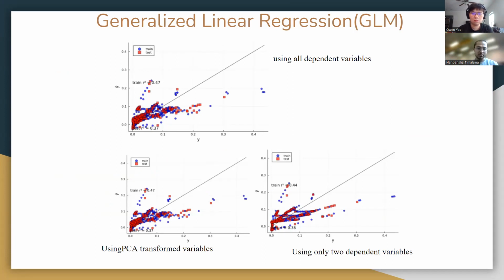So we tried normalizing and PCA transformation to get rid of autocorrelation, and we still couldn't improve the efficiency of the model too much. And we also tried getting rid of some independent variables manually, and only used two, and the result was pretty similar to using the PCA transformed variables.